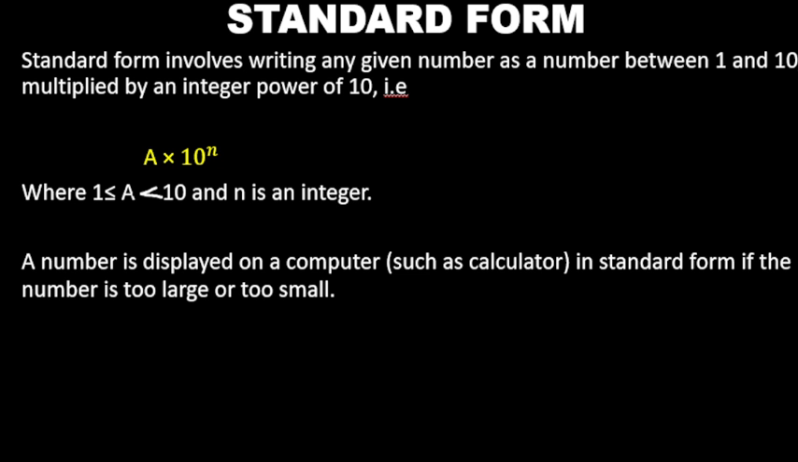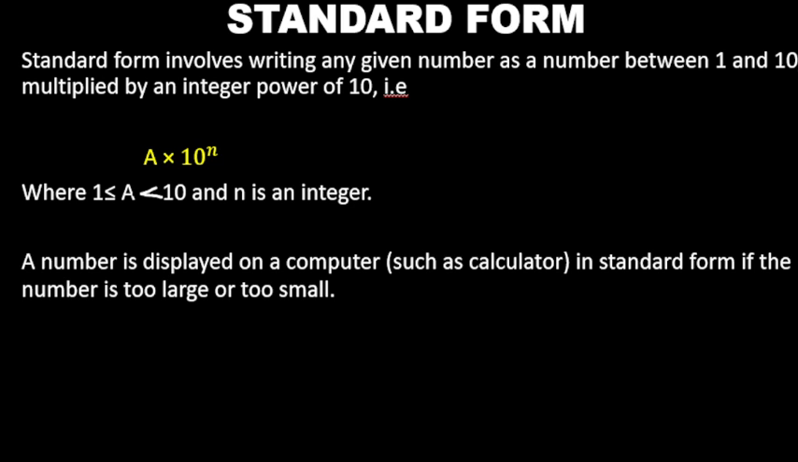Standard form involves writing any given number as a number between 1 and 10 multiplied by an integer power of 10. That is, when you are expressing numbers in standard form, the number must be expressed in this format: a times 10 raised to the power of n, where a is greater than or equal to 1 and a is less than 10. That is, a can take the value between 1 and 10.